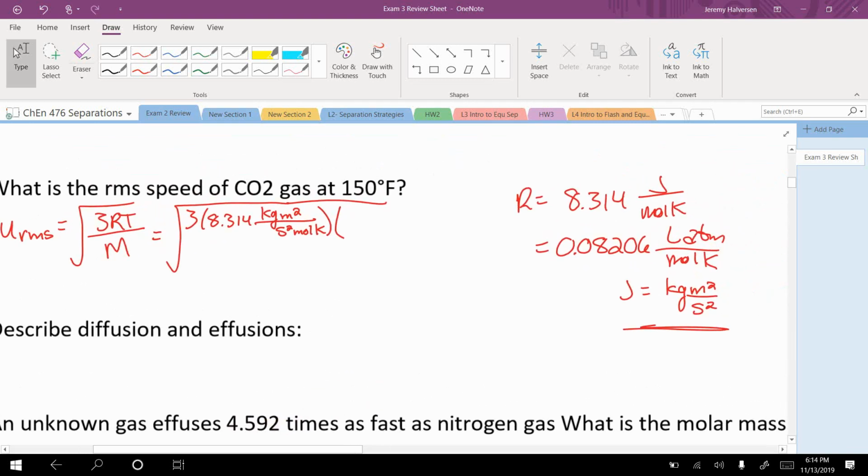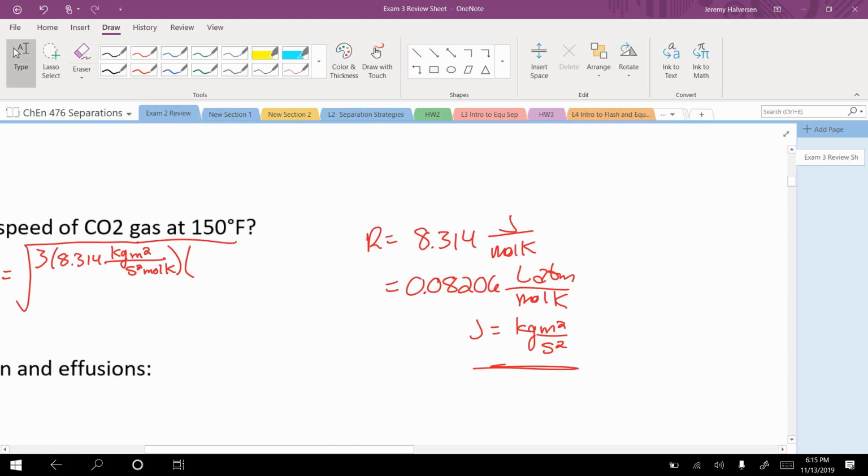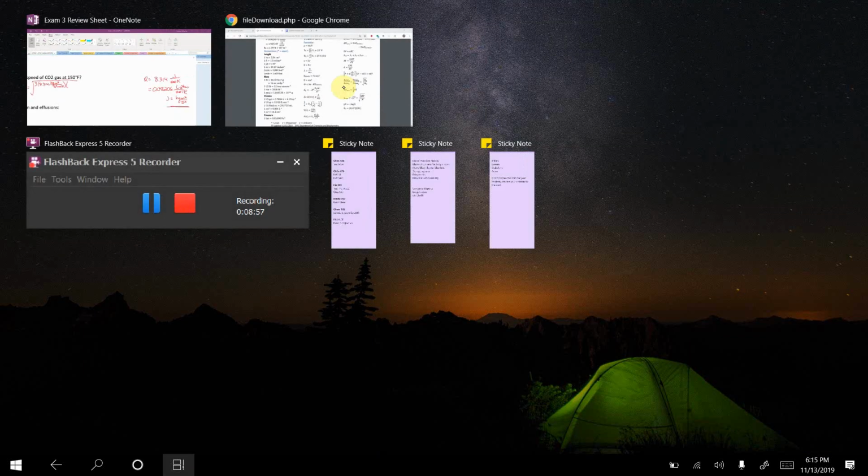Okay, now I've got to plug in my temperature, but based on that unit of R, what do the units of temperature need to be? Kelvin, right? Because I've got a Kelvin right there, so I need to make sure my temperature is in Kelvin. Well, how do I do that? Nope, because this is Fahrenheit. So who knows how to do that off the top of their head? Good thing it's on the equation sheet.